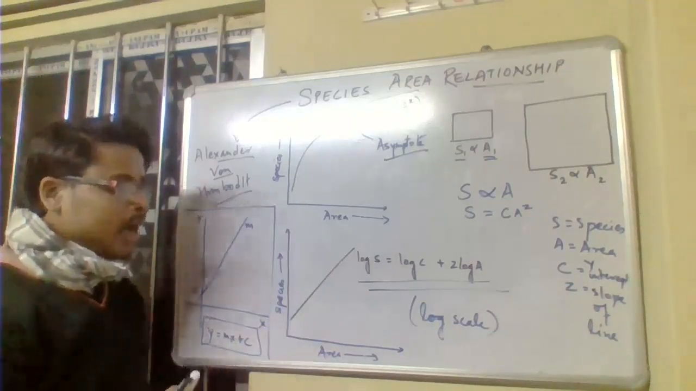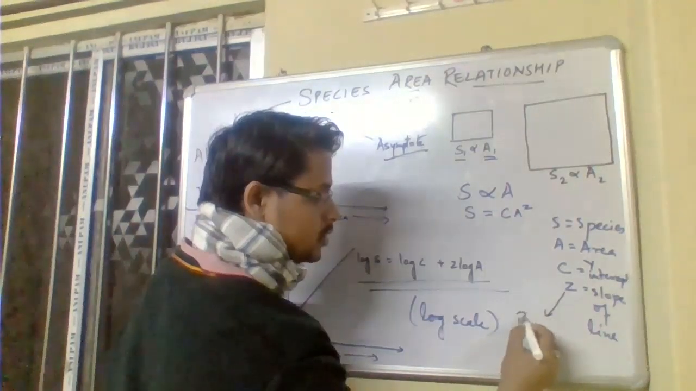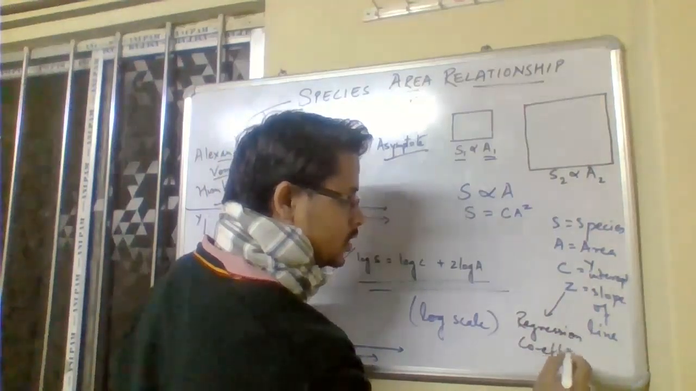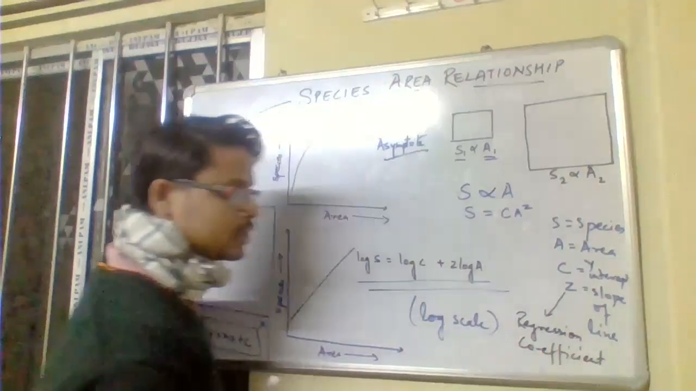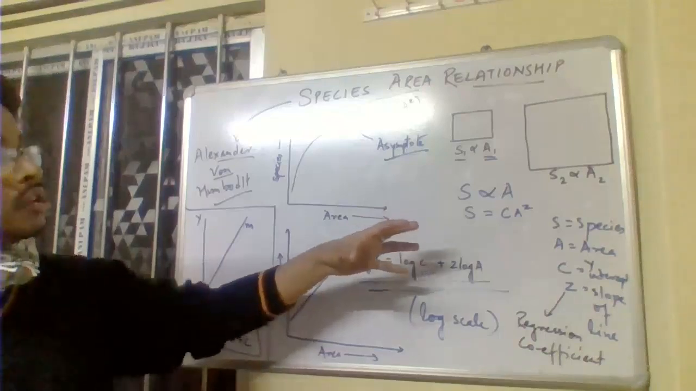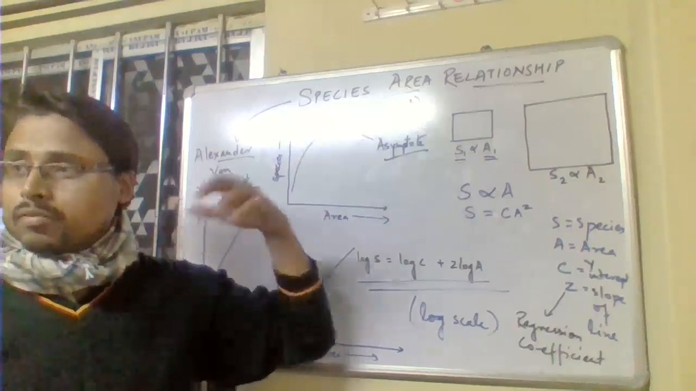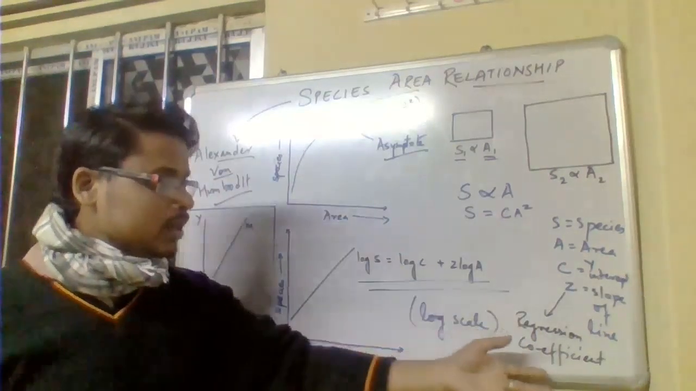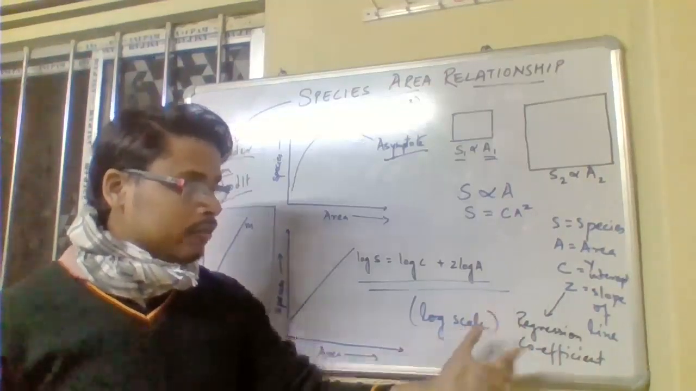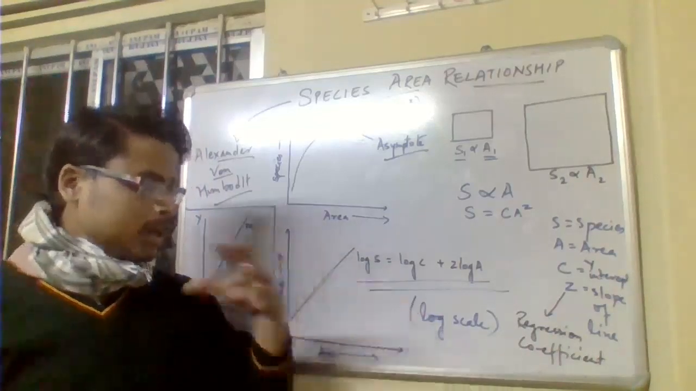Now this z is also known as the regression coefficient. In the species-area relationship, this regression coefficient has the main value, defining in how much area how many types of species will be found. So z is known as the regression coefficient. Its value generally remains from 0.1 to 0.2 in normal areas.